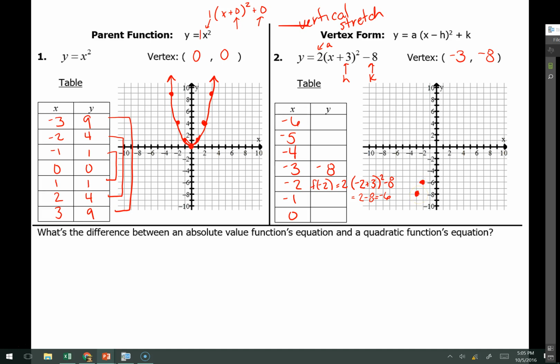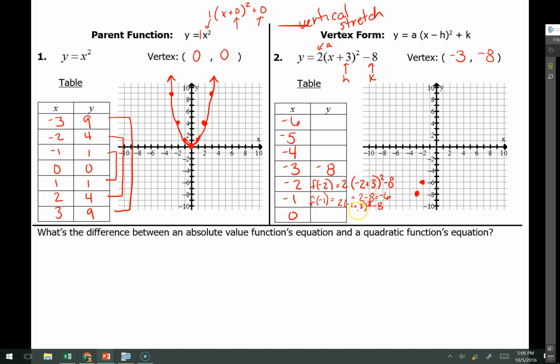Now look at what just happened here. Remember how with the parent I said because the a value is just 1, I went over from the vertex 1 unit and then 1 squared is 1, so I went up 1. Look at what happened here. From the vertex I went over 1, 1 squared is 1, but this time because that stretch is doubling it, it's 2 times that squared value, I went up not just 1, but 1 times 2, which is 2 units from the vertex. Now let's go ahead and try to evaluate another one. Let's do f of -1. So I'm going to plug in that -1, 2 times -1 plus 3, quantity squared, minus 8.